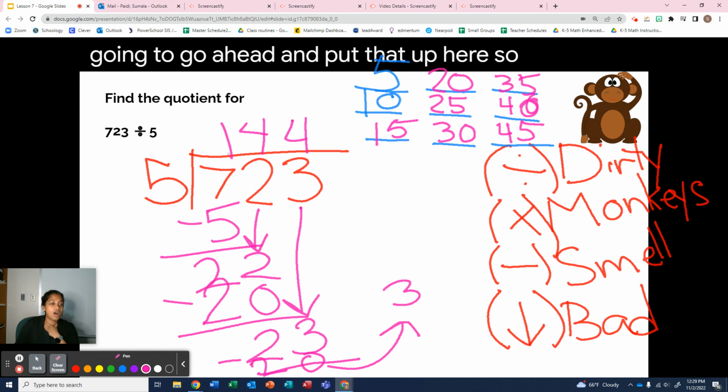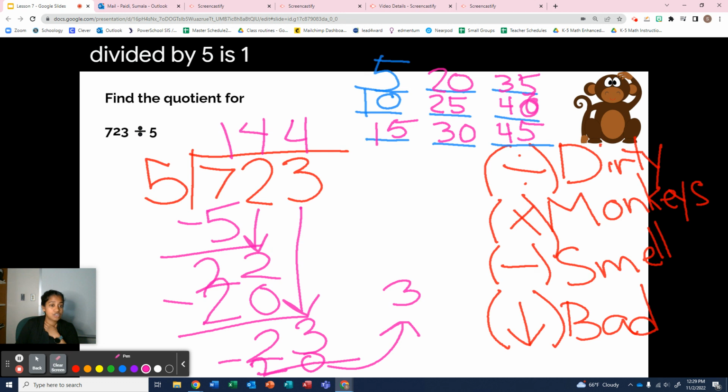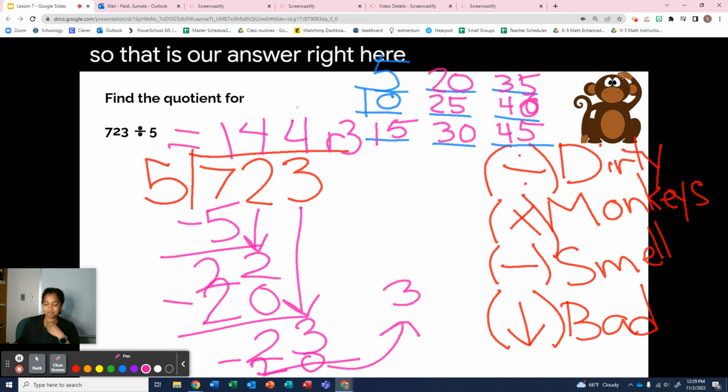So 723 divided by 5 is 144 with a remainder of 3. Okay? All right, so that is our answer right here.